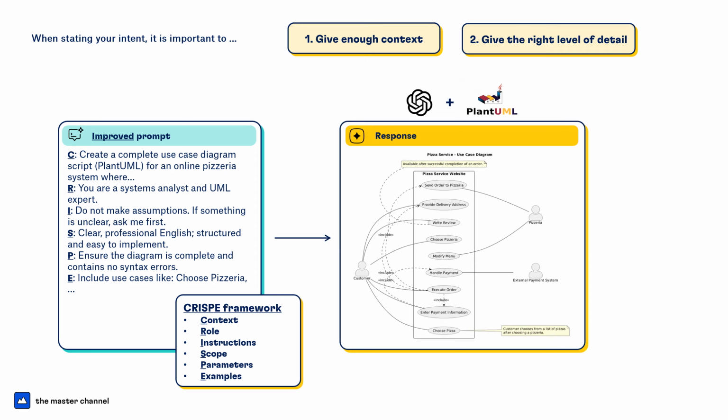This diagram is better because it shows what actually happens when you order a pizza. You pick a place, choose a pizza, enter your address, and pay. It also makes it clear who's involved at each step and what parts of the flow are mandatory.